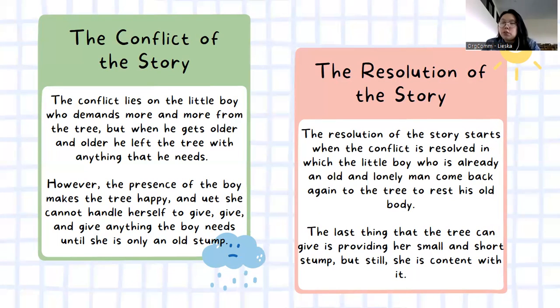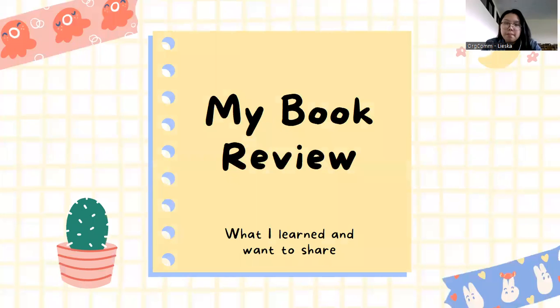And the resolution of the story starts when the conflict is resolved, obviously, in which the little boy, who is already an old and lonely man, comes back again to the tree to rest his old body. The last thing that the tree can give is providing her small and short stump, but still she's content with it. All right, so that's all the parts of the story. Next, we'll be talking about my personal book review. I'll be talking about what I learned and what I want to share about this book.